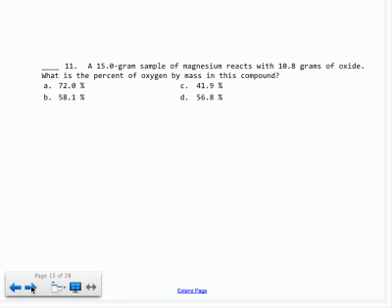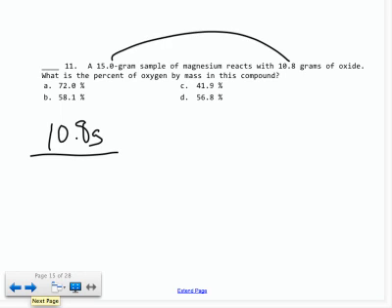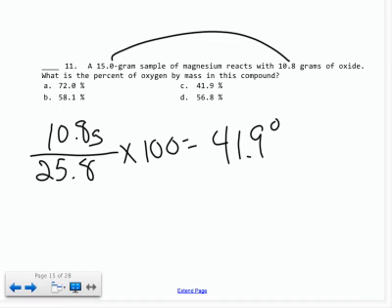If a 15-gram sample of magnesium reacts with 10.8 grams of oxygen, what is the percent of oxygen by mass in this compound? Well, the element is oxygen, 10.8 grams. The total mass of the compound, you have to combine these two numbers, so you get 25.8 times 100. And when you do that out, it comes out to 41.9%. So your answer is C.